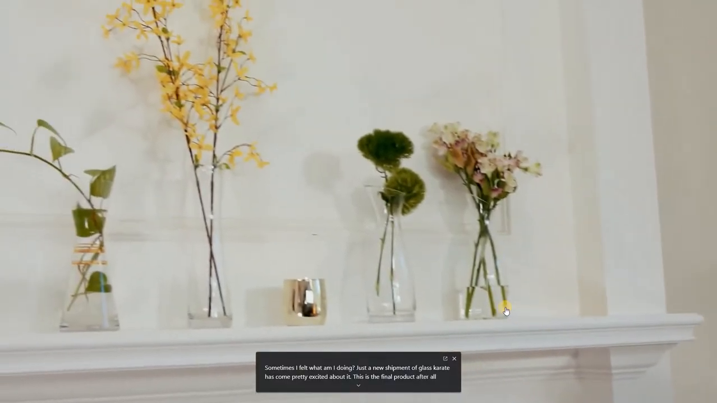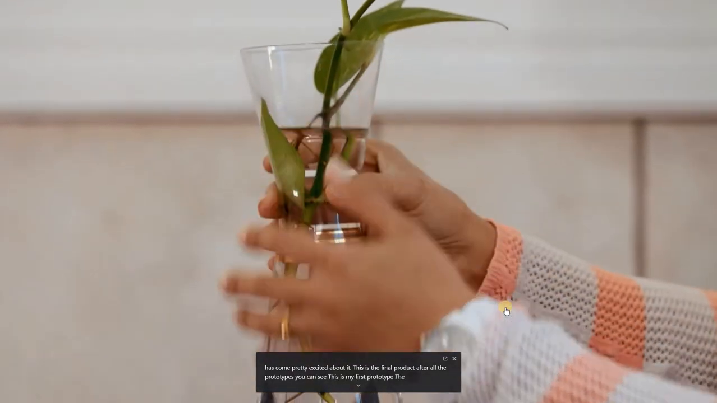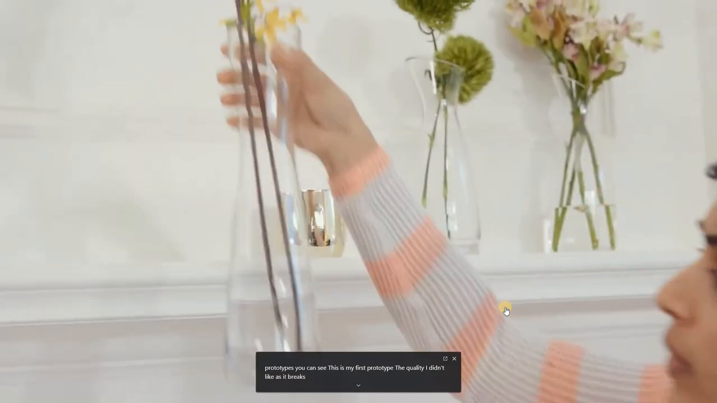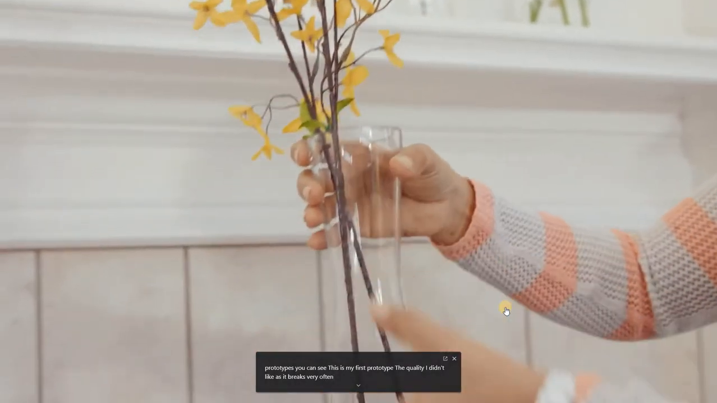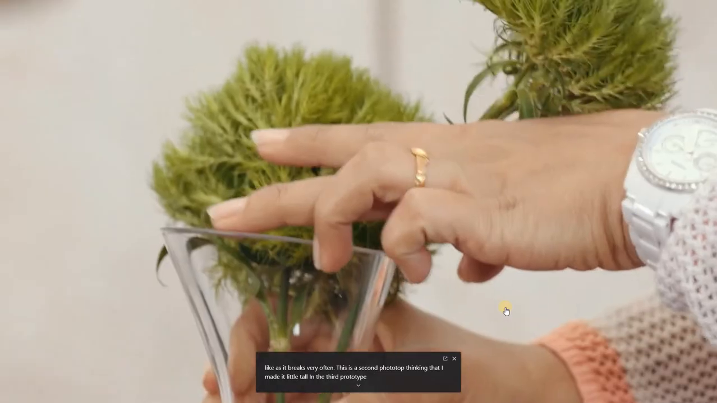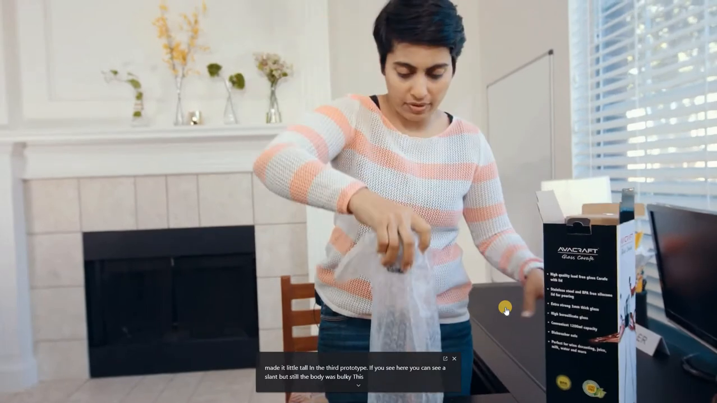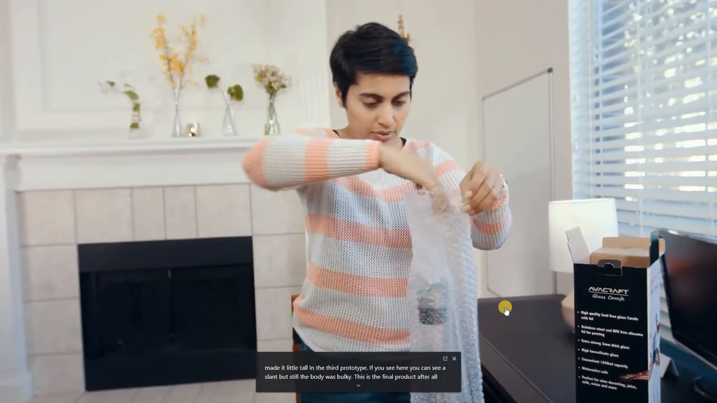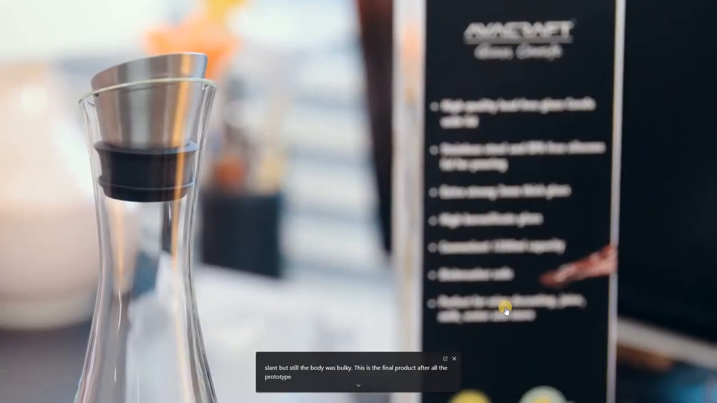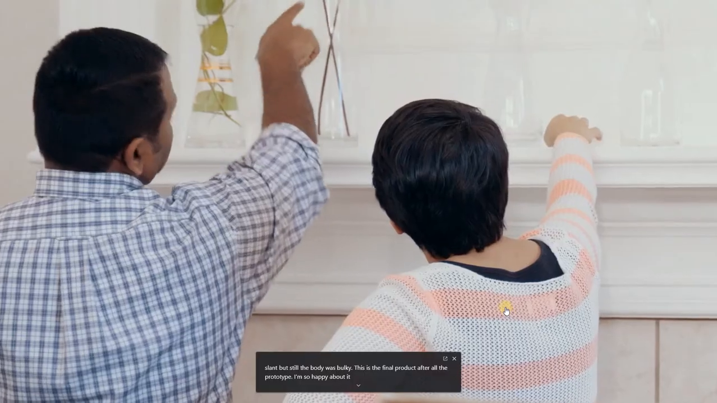After all the prototypes, you can see. This is my first prototype. The quality I didn't like, as it breaks very often. This is the second prototype, thinking that I made it a little tall. In the third prototype, you can see a slant, but still the body was bulky. This is the final product after all the prototypes. I'm so happy about it. You can use it for water, juice, wine, for everything.